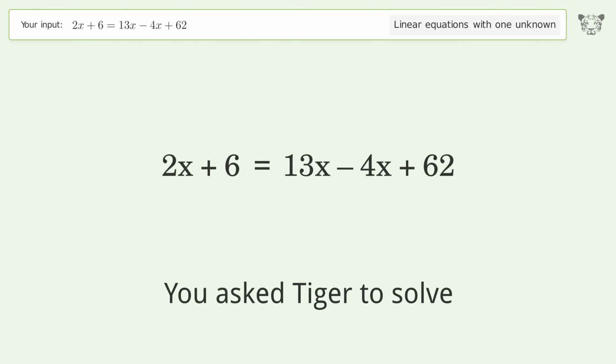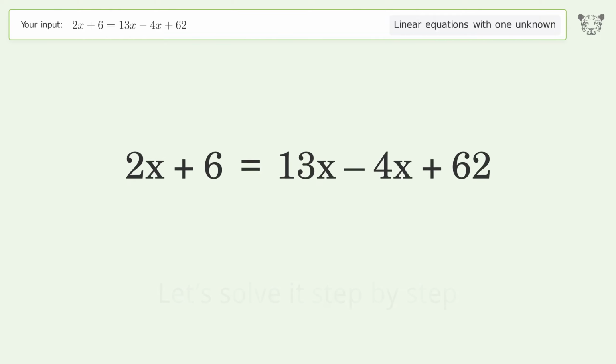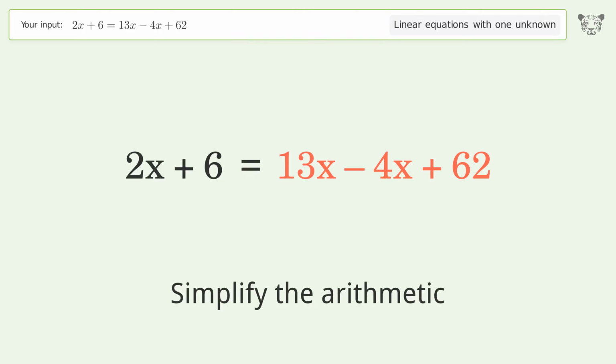You ask Tiger to solve. This deals with linear equations with one unknown. The final result is x equals -8. Let's solve it step by step. Simplify the expression. Simplify the arithmetic.